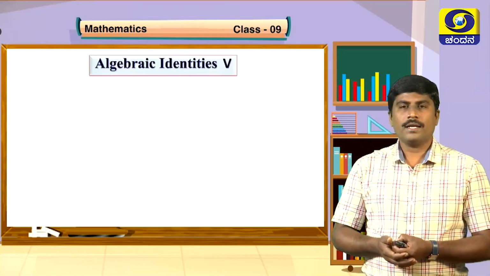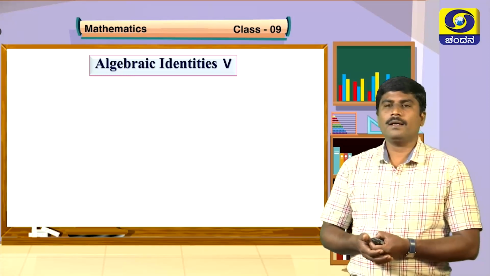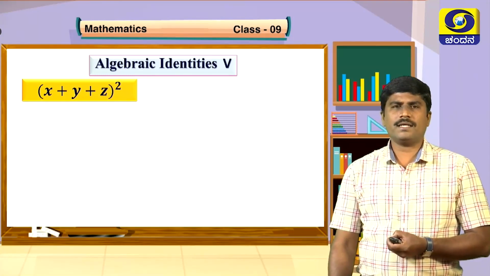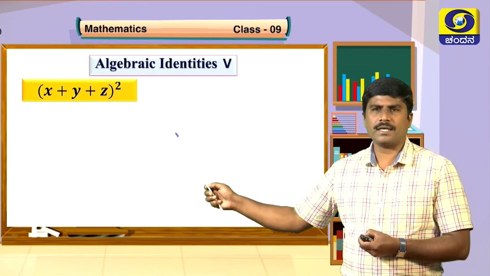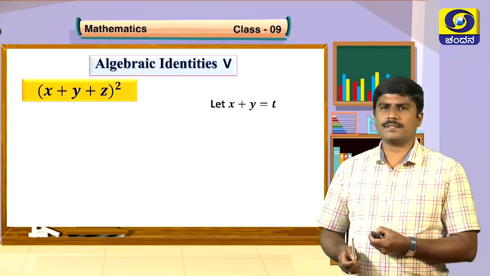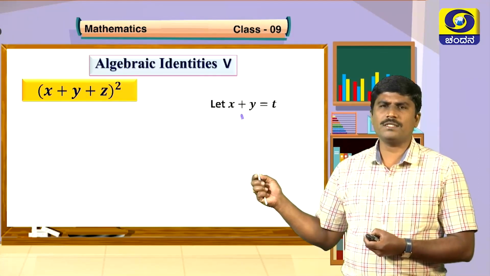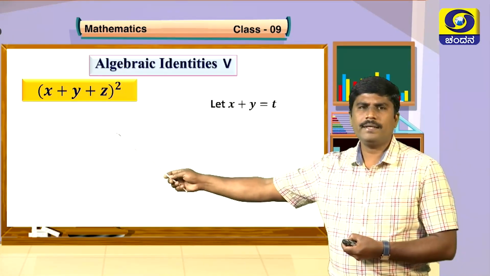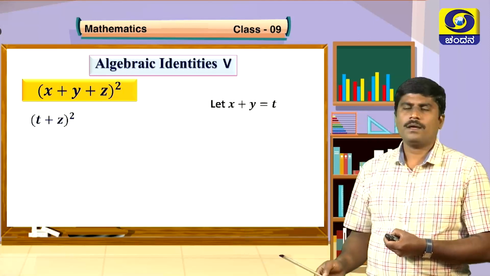Now let us move on to the fifth algebraic identity. Let us understand (x plus y plus z) whole square. This is called a trinomial. How are we going to write this? Let us put x plus y equal to t. What will happen? (t plus z) whole square. How is it going to look?